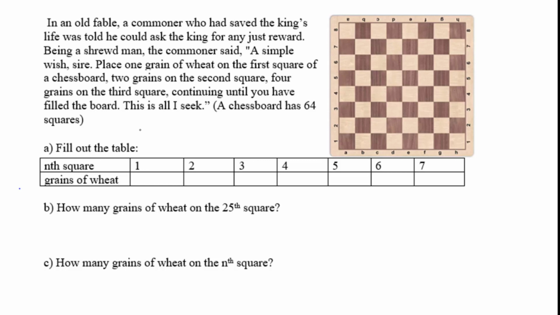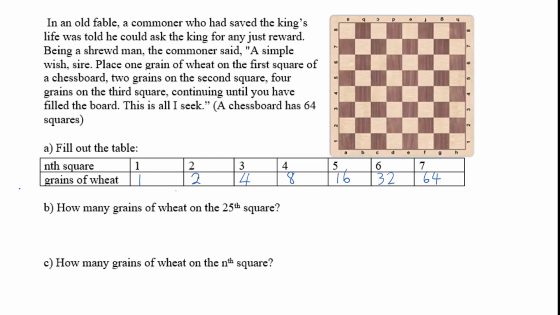According to this story, in the first square, there is 1 grain of wheat. The second square, 2 grains of wheat. The third square, 4. The fourth square, 8. Fifth square, 16. Sixth square, 32. Seventh square, 64.